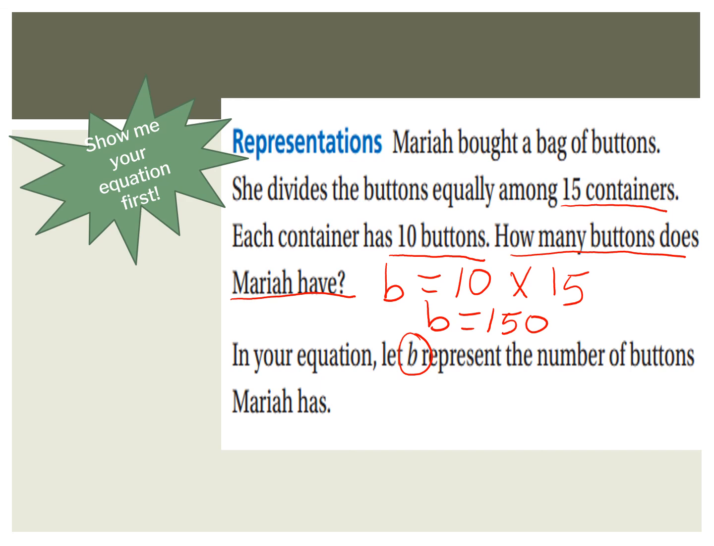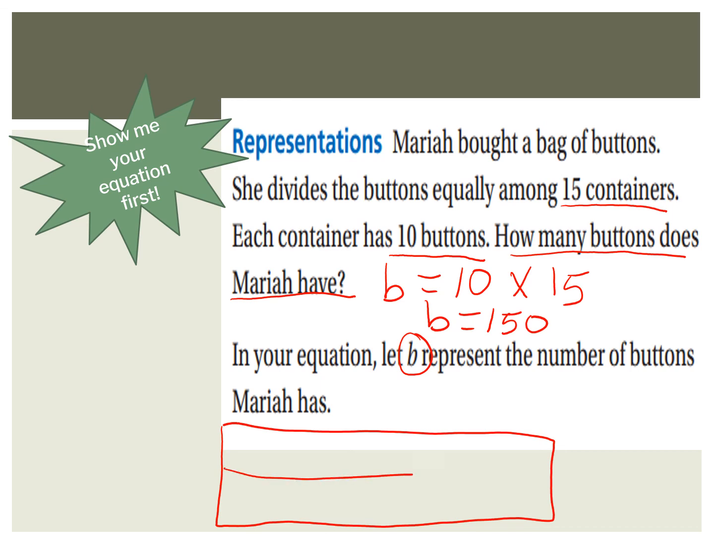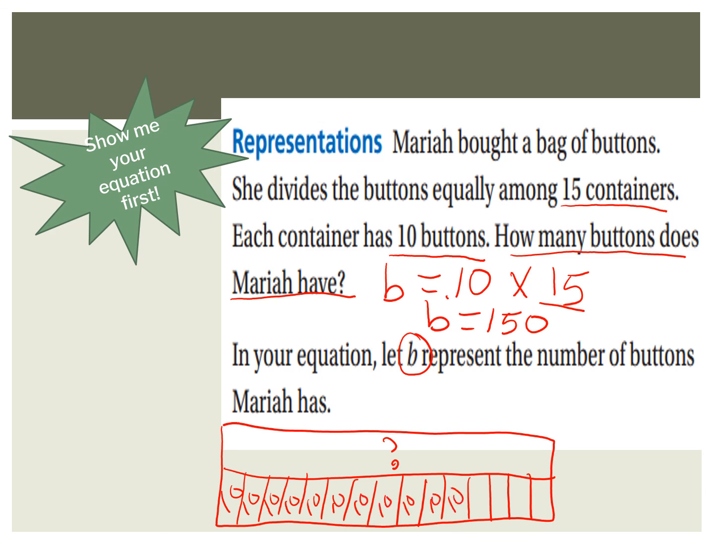If I think about that in a strip diagram, it would be a really big strip diagram. I do not have a total. I do know I have 15 containers. So 1, 2, 3, 4, 5, 6, 7, 8, 9, 10, 11, 12, 13, 14, 15 containers. And there are 10 on each strip for each container. If I add all of these up, it gives me a total of 150. So she has 150 buttons.